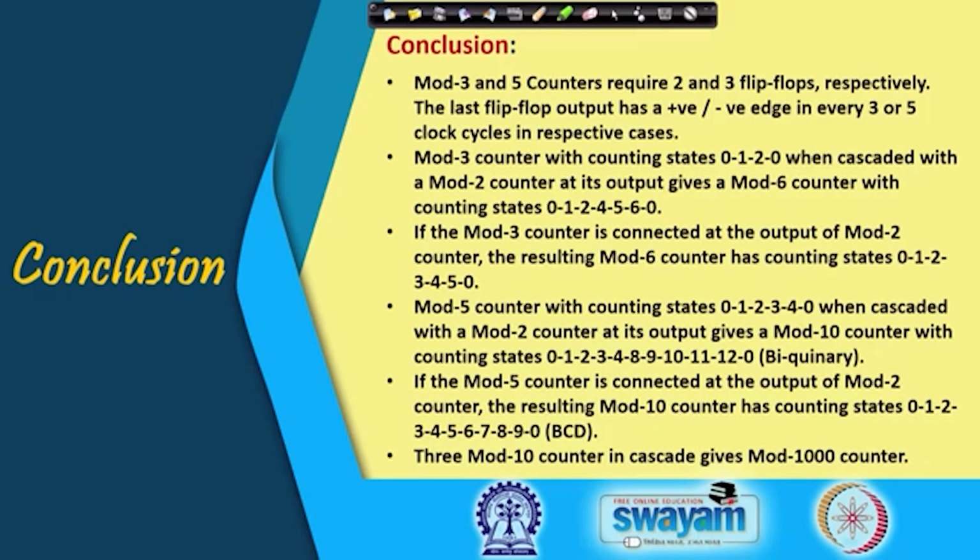and when mod 5 and mod 2 are put one after another in a cascaded circuit, depending on whether mod 5 is before or mod 2 is before, we get a bi-quinary arrangement or a BCD arrangement, BCD count happening. And 3 mod 10 counters in cascade give a mod 1000 counter. Okay. Thank you.